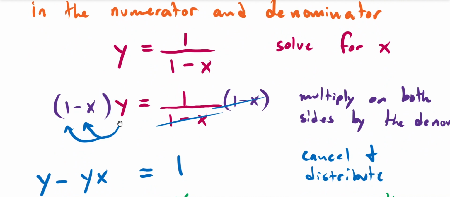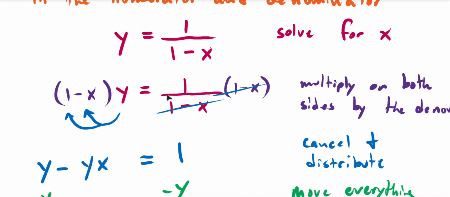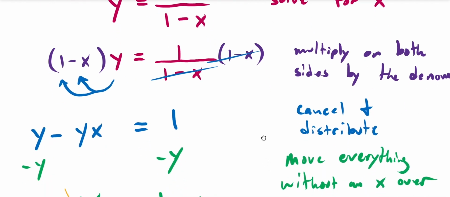You still can't get at the x quite yet. You need to distribute the y against both terms. And when you do, you wind up with y minus yx is equal to 1. So we have some x terms here, and we also have this not x term. This has no x's in it, and we're trying to solve for x. So we need to move everything without an x over to the other side.